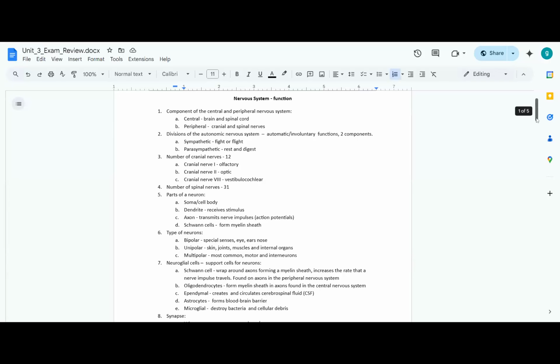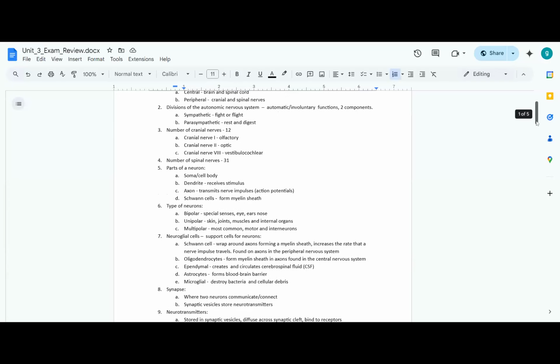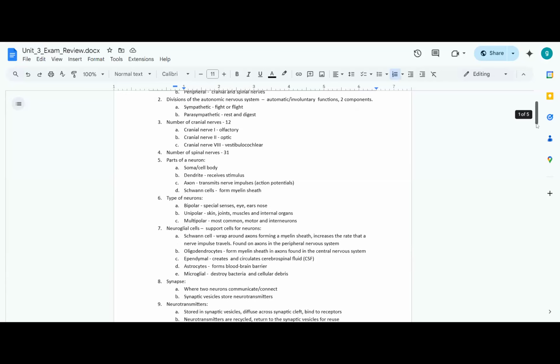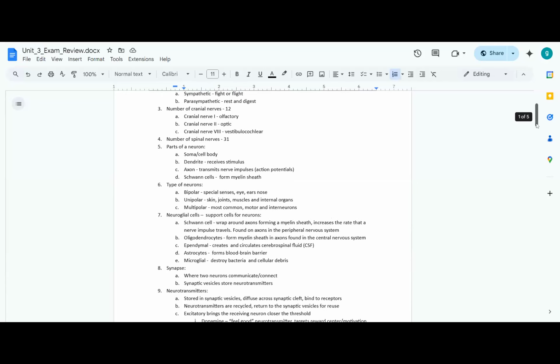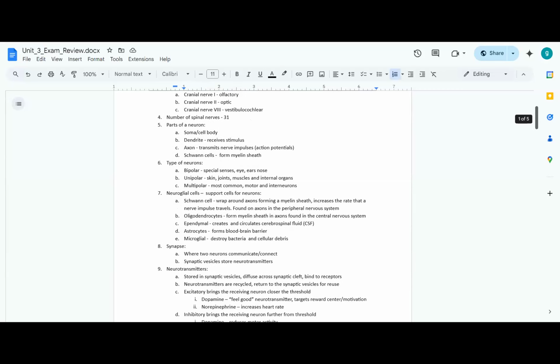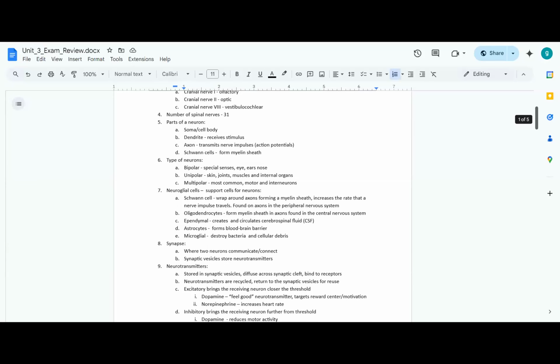Okay. There are 12 pairs of cranial nerves, and there's just 3, 2 of which we saw in lab. Number 1 is olfactory for smell, number 2 is optic, and number 8 is vestibulocochlear. Don't worry about any of the other cranial nerves. These are the 3 that are sensory only. All the others are mixed, so they have some motor and some sensory function. Okay, you have 31 pairs of spinal nerves.